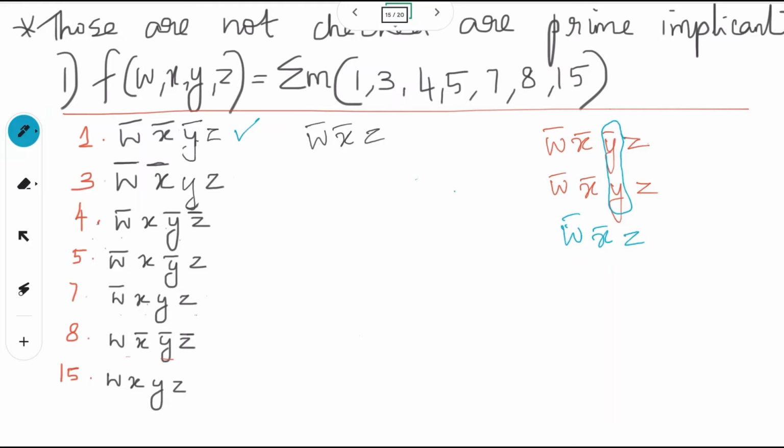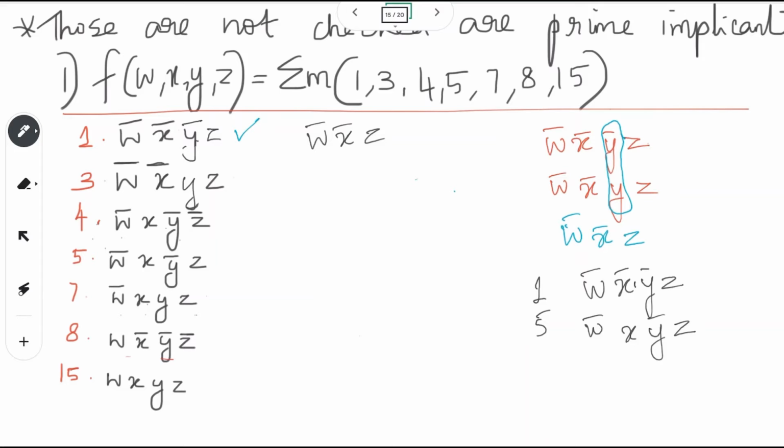Continue this process for all the other terms. Again compare 1 with 4. 4 varies in more than one literal. Then 1 with 5. When you compare 1 and 5, it varies in only one literal. You consider W bar, X bar, Y bar, Z, and 5 corresponds to W bar, X, Y bar, Z.